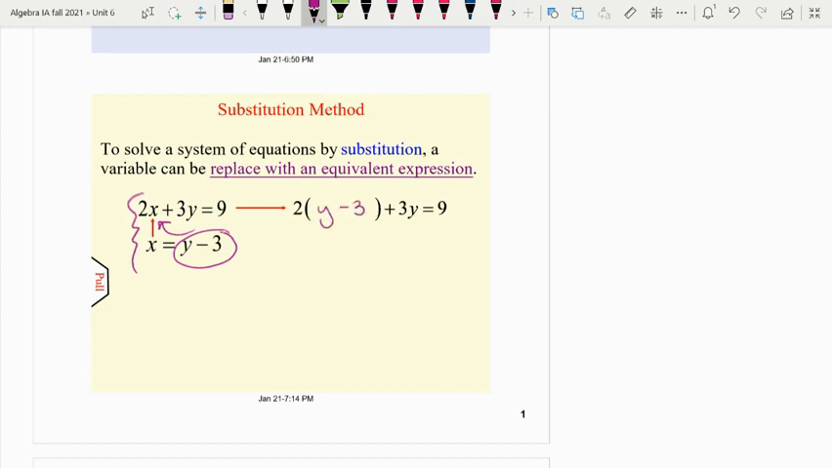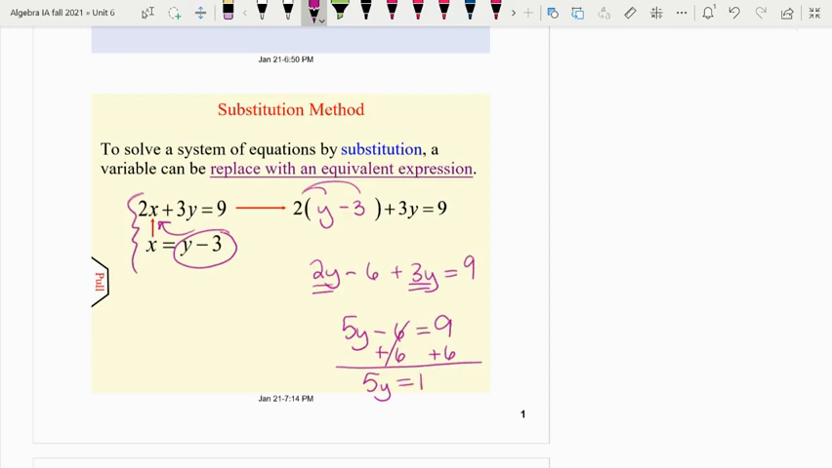plus 3y equals 9. So we'll finish solving this by writing this as 2y, so distribute your 2, minus 6 plus 3y equals 9. Combine your like terms. 5y minus 6 equals 9. Add 6 to both sides. So 5y equals 15, divide by 5 on both sides. So y equals 3. So we know y equals 3.